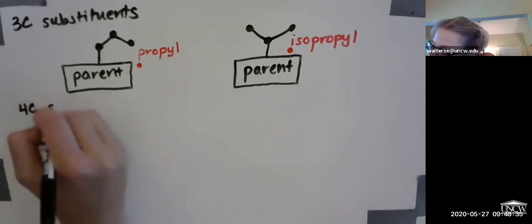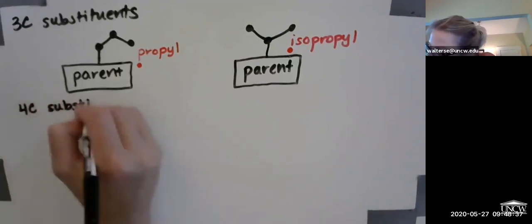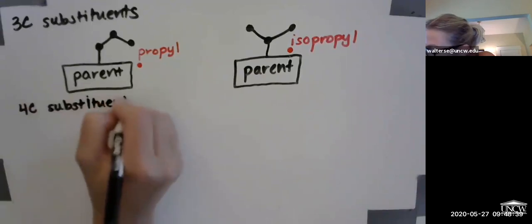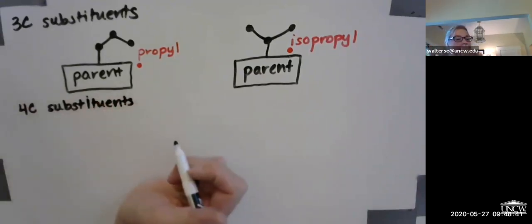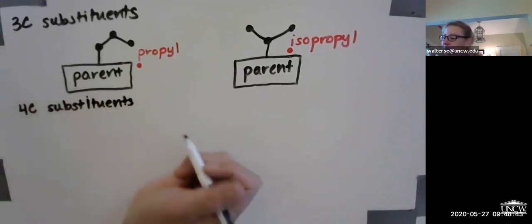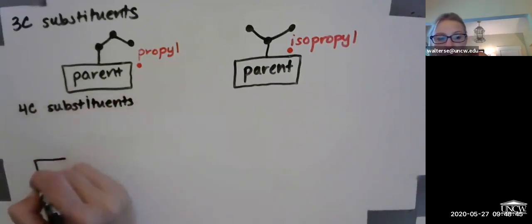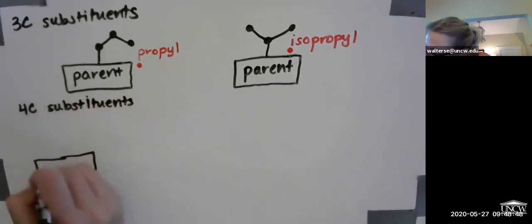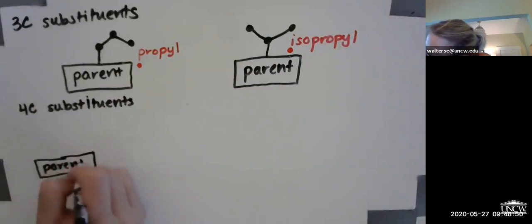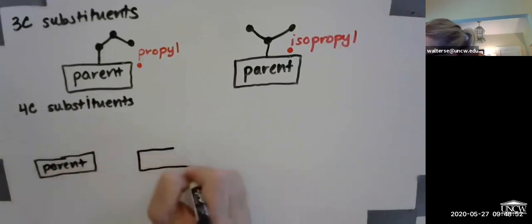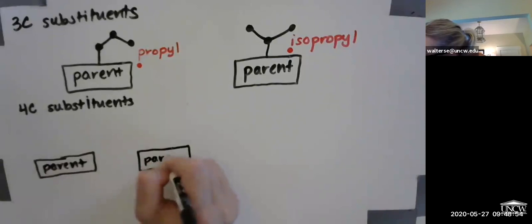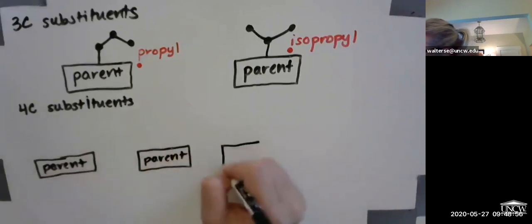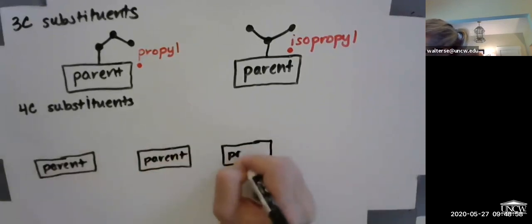If you have 4 carbon substituents off of the parent, you end up with more combinations. So on this one, you need to write 4 boxes of parent, parent, parent.